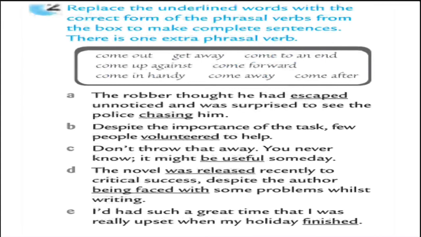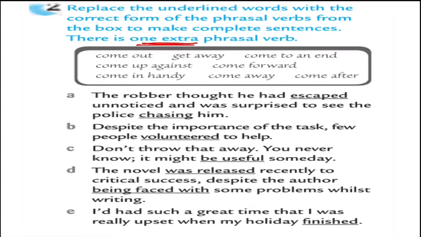And it says here, replace the underlined words with the correct form of the phrasal verbs from the box to make complete sentences. And there is one extra phrasal verb, so there's one we're not going to use. Here we have come out, come up against, come in handy, get away, come to an end, come forward, come away, and come after. So all we need to do is to change or replace the underlined verbs with one of those verbs.